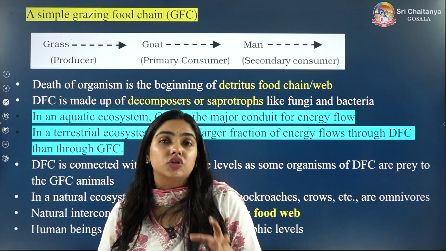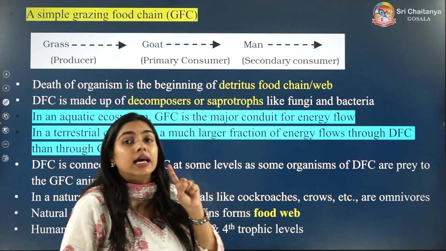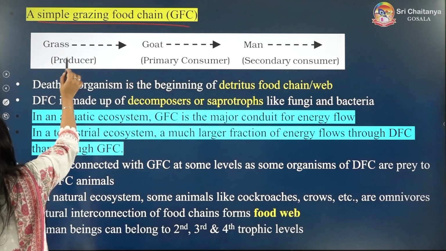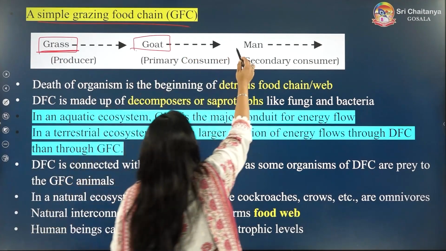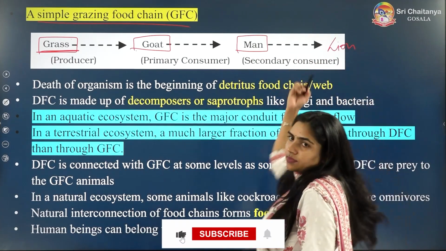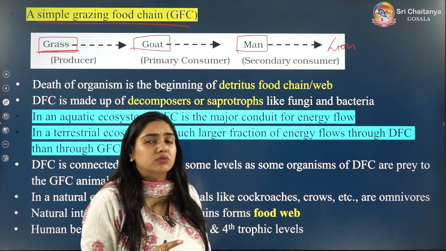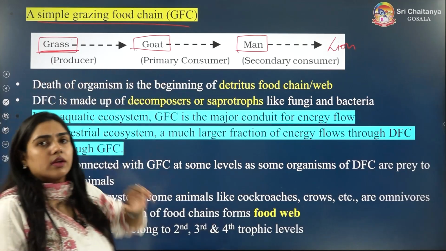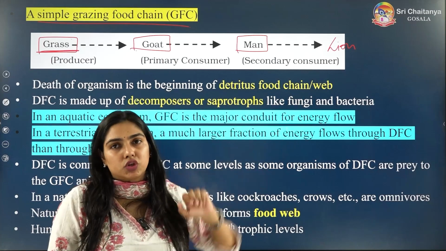Now whenever a food chain starts with the living organism, it will be called a grazing food chain. A simple grazing food chain you can see here. Grass is eaten by goat, goat is eaten by man, man is eaten by lion, like that. Okay. First trophic level, second, third, fourth. Mainly four trophic levels will be there or maximum five can be there. Okay. So like this, the energy will be passed in the grazing food chain.